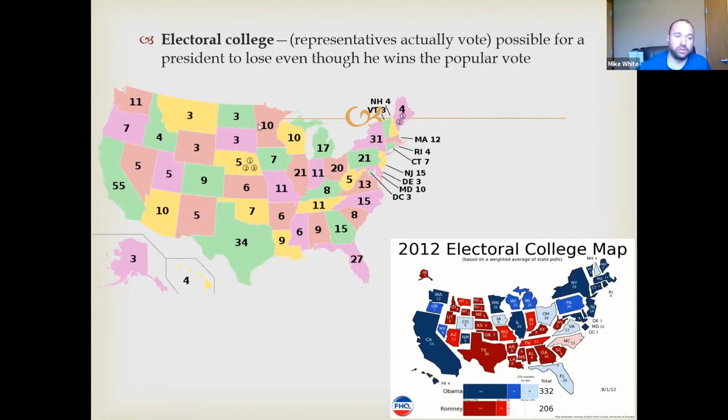So, obviously, the person who wins California, right, gets a lot more votes towards winning the presidency than, say, whoever wins Alaska or Wyoming or South Dakota, right? Those states have way less people, so they have less electoral college votes. All right, so hopefully that kind of makes sense.